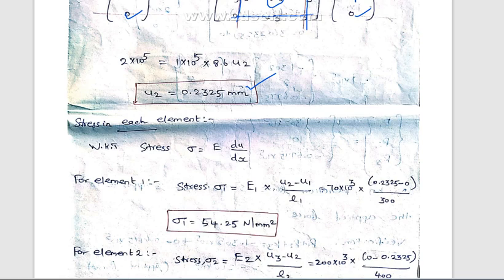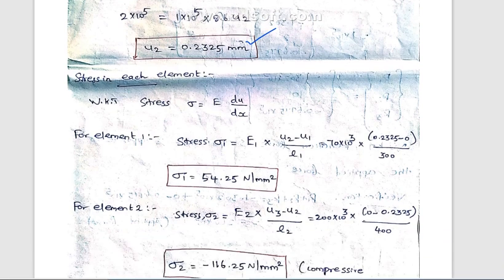There are two composite materials. Element 1 is one material and element 2 is another material, because the Young's modulus is varying for element 1 and element 2. Therefore the formula to find out the stress is stress equal to E into du by dx. Here du is the change in the displacement with the original length. This is the formula to find out the stress.